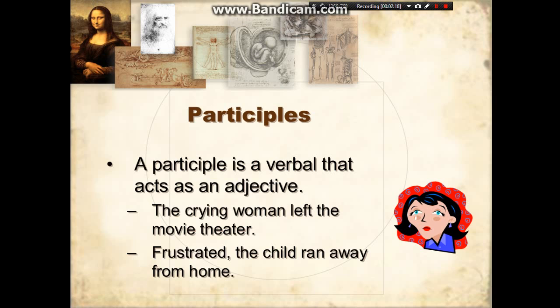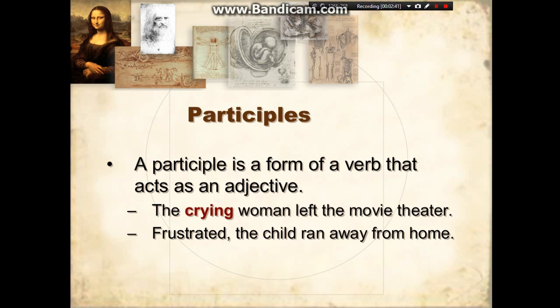For example, you don't have to write these. The crying woman left the movie theater. Crying describes woman, but crying could also be a verb, but in this case it's an adjective. Frustrated, the child ran away from home. Frustrated describes the child. You need to know that a participle will almost always end, notice I had to say almost, in ing or ed. There are, of course, exceptions, but we're not going to worry about them today.